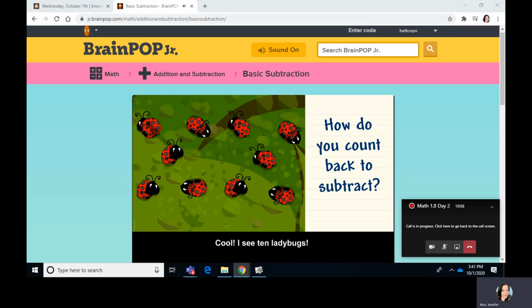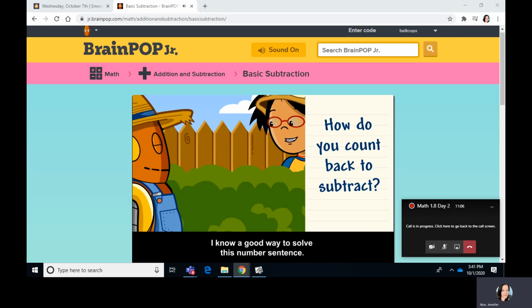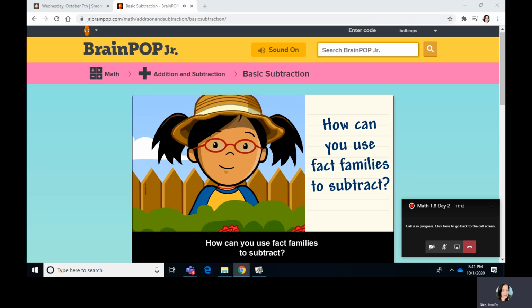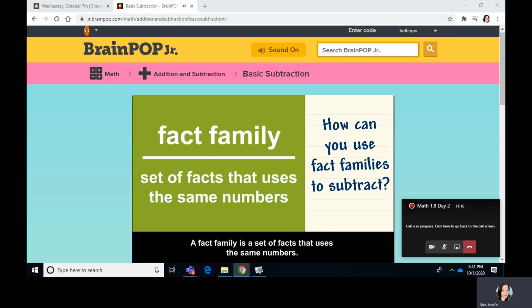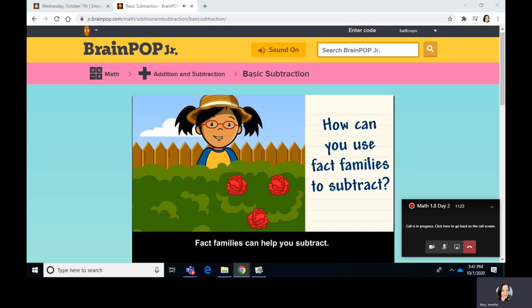Cool. I see 10 ladybugs. 4 of them flew away. How many are left? I know a good way to solve this number sentence. How can you use fact families to subtract? A fact family is a set of facts that uses the same numbers. You can add or subtract the numbers in different ways. Fact families can help you subtract.